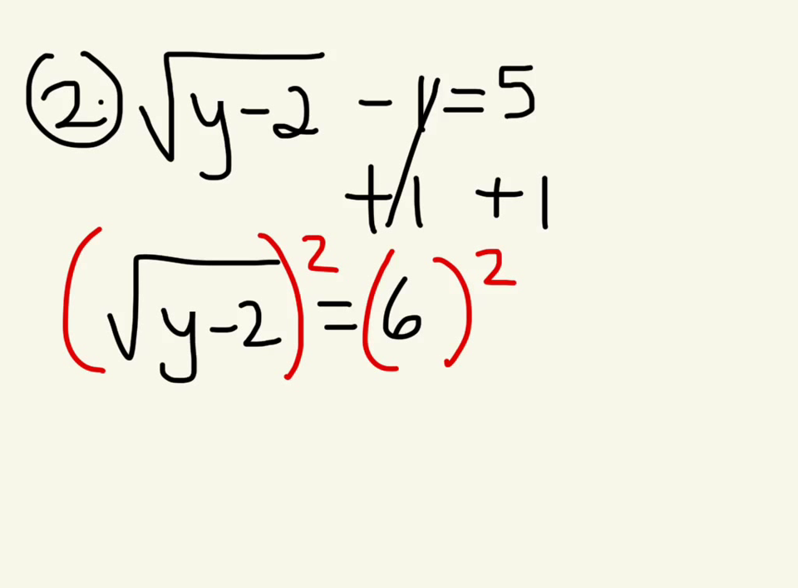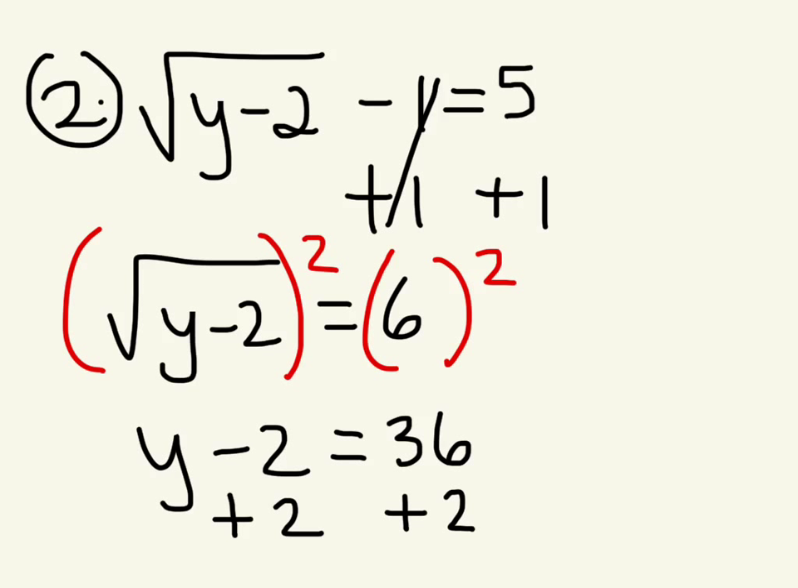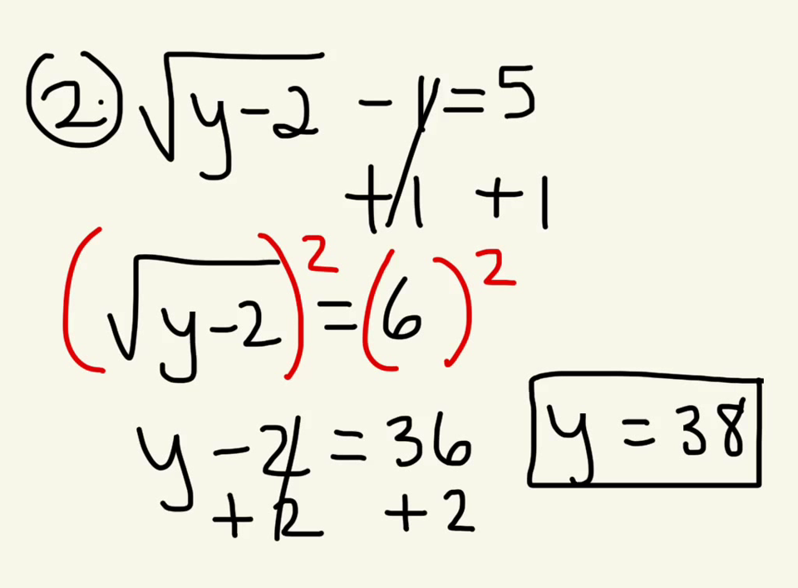Then what we do is raise both sides to the second power in order to isolate the radical. So then, on the left side of the equation, I end up with y minus 2 equals 6 squared, which we know is 36. Let's add 2 to both sides, and we end up with y equals 38. Again, let's check and verify that it actually works.